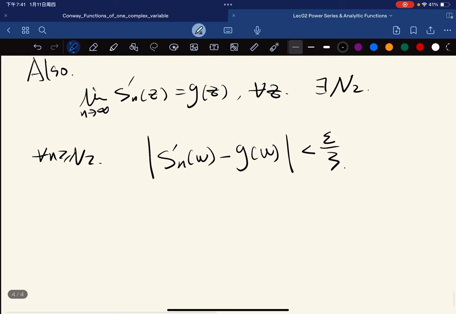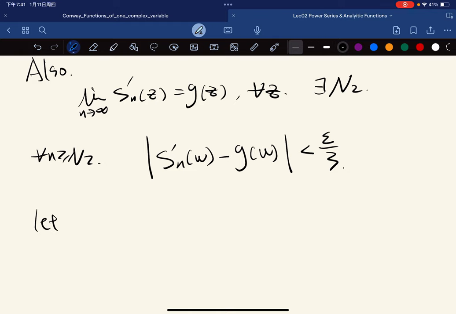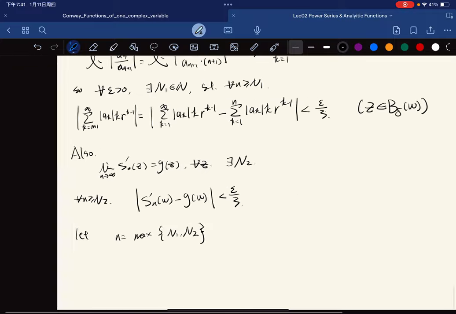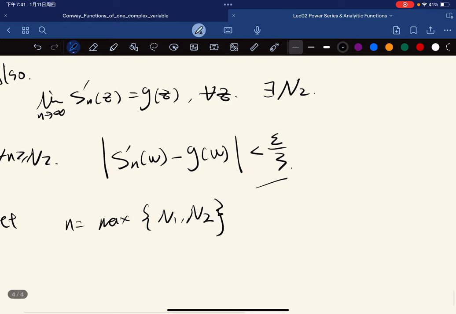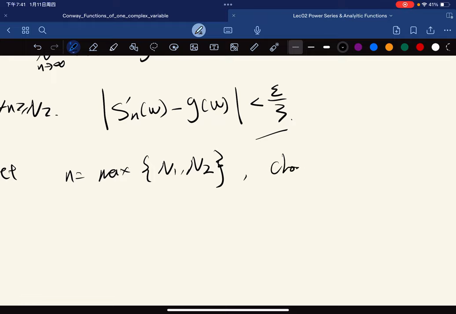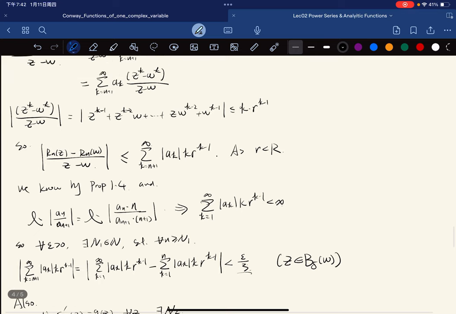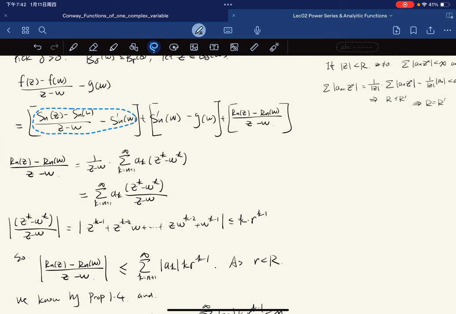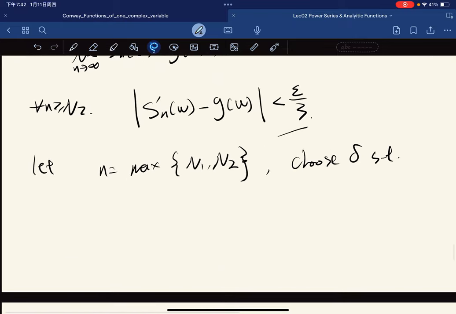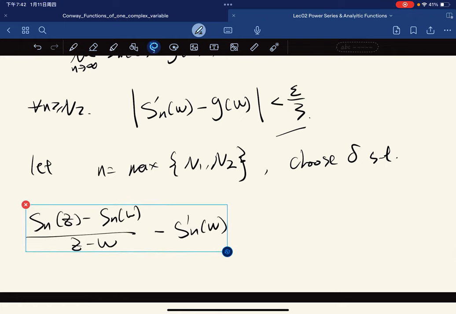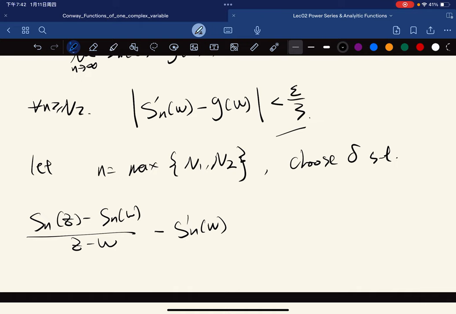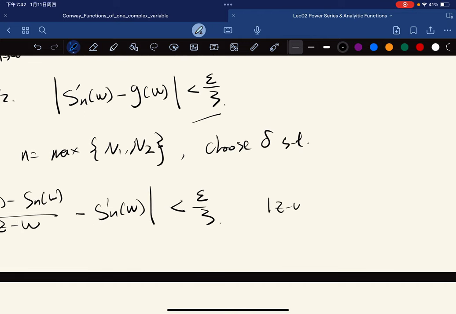All right, we've controlled this part. Now let's control the last part. Let n be equal to the max of them so that both of these inequalities hold. Now let n be the maximum. We can choose delta such that... What is it? This power series, finite power series, is always differentiable, okay? I don't have to tell you that. When z minus w is 0 or less than delta.